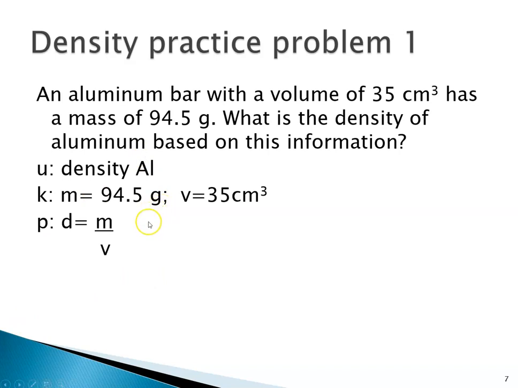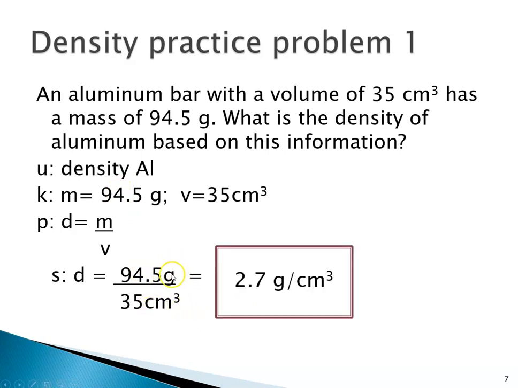Our plan, we will use density equals mass divided by volume, and our solve is going to show us simply plugging in the values for mass and for volume. You'll do a calculation, 94.5 divided by 35, and notice that the units in this case do not cancel out because grams and centimeters cubed are different, so the unit ends up being grams divided by centimeters cubed.